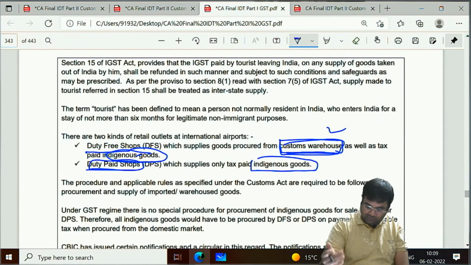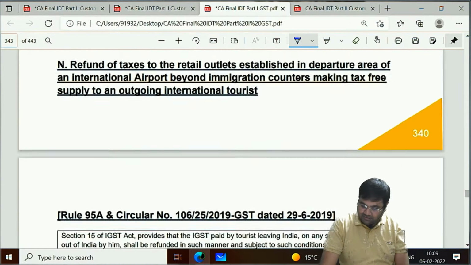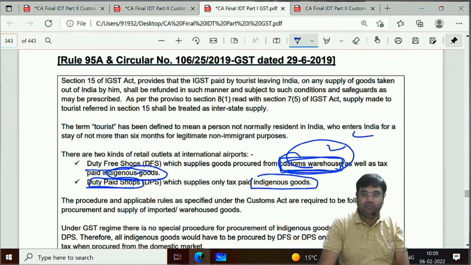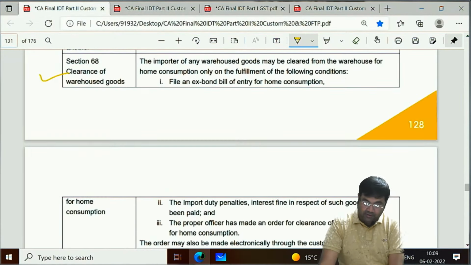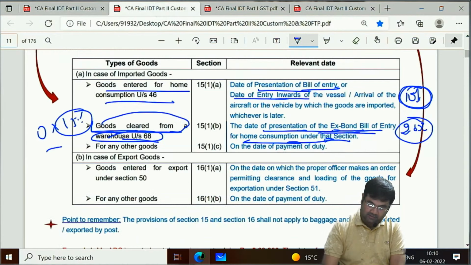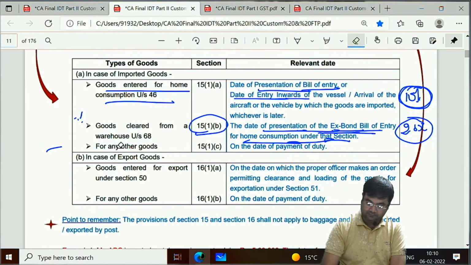At that time you were not aware, sir, why this, what is this customs warehouse, which you were explaining in the refund chapter of GST. So now you may have easily linked this. So no issue. So section 68, clearance of warehouse goods. So the importer has given a bond. Now he would like to go for home consumption. So remember section 15, subsection 1, clause B, goods cleared for home consumption.